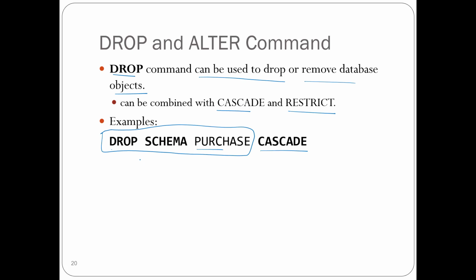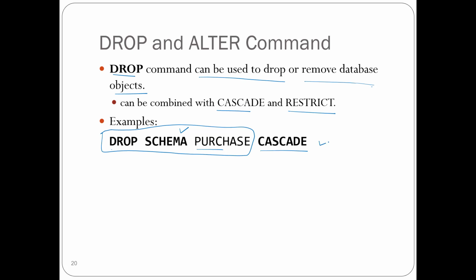So drop is extremely simple. You can remove a database object, and here our database object is the schema named purchase. So that schema you can remove by simply saying drop schema purchase. If you want to remove a table, you will say drop table with whatever table name. Okay, drop table product. You can remove a product table by that command. So drop schema purchase will simply remove the purchase schema.